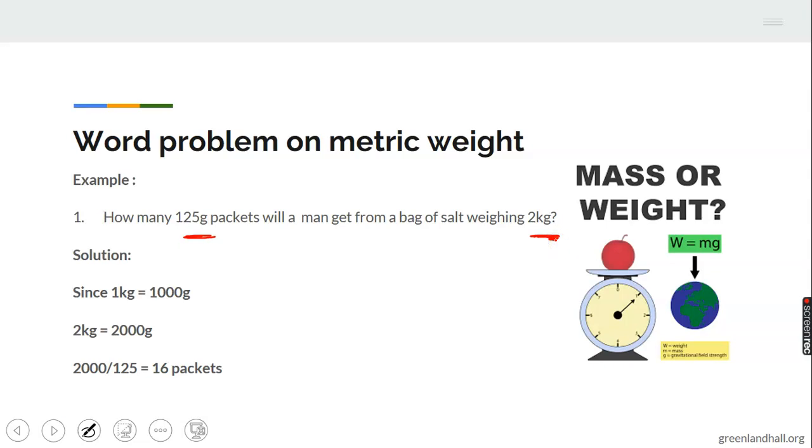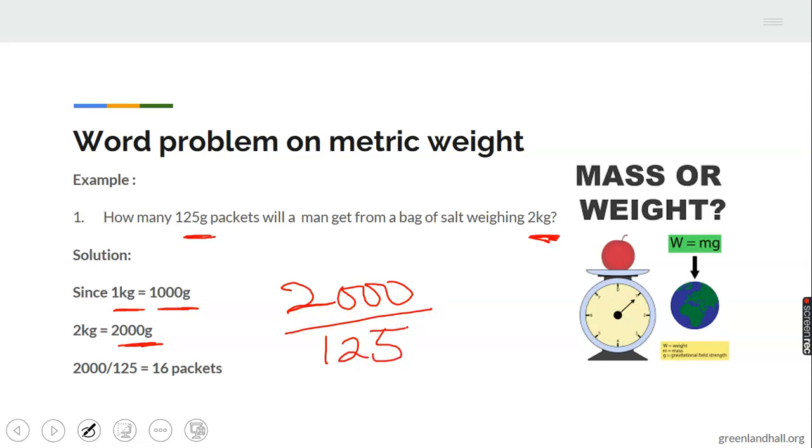Now take note, if 1 kilogram is 1,000 gram, then this 2 kilogram will be what? That's 2,000 gram. We are changing this 2 kilogram to gram so that we can divide the same gram from the kilogram. So now the 2 kilogram is already 2,000 gram, and it is from this 2,000 gram that we want to divide 125 gram from. So what do we do? We say 2,000 divided by what?